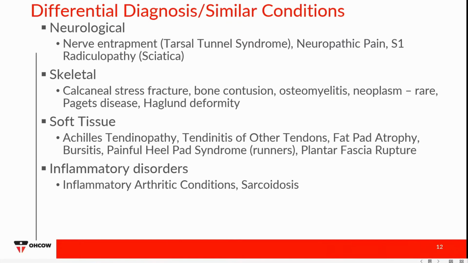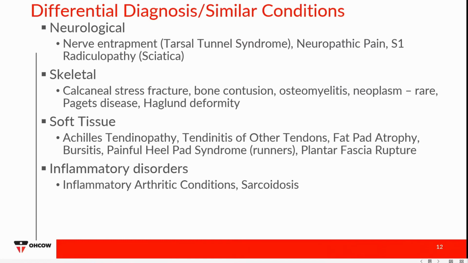Soft tissue differential diagnosis, Achilles tendinopathy. There are multiple tendons that run around the ankle joint and under the foot itself. So any of these tendons can become inflamed and give you pain in the foot itself. Usually this type of pain will be continuous and increase with activity. You can get atrophy of the fat pad. The heel pad itself can atrophy.